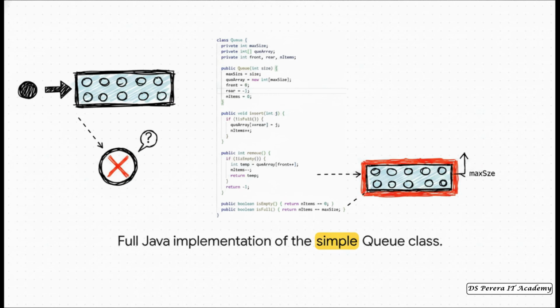Now pay close attention to the front++ part. This is what we call a post increment. It's a neat trick. It means the code uses the current value of front to grab the element, and only after that does it move the pointer forward to the next position. Super important distinction.